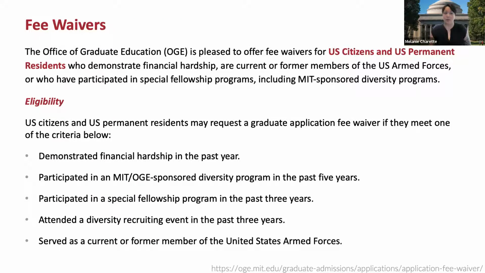Another big thing that comes up a lot is fee waivers. As you know, the fee for admission to MIT Chemical Engineering is $75, but the Office of Graduate Education offers fee waivers for US citizens and permanent residents who demonstrate financial hardship, are current or former members of the US military, or who have participated in special fellowship programs or MIT-sponsored diversity programs. So I've listed just the eligibility requirements, and the actual process of requesting the waiver goes through the Office of Graduate Education, and we also link to that on our website in case you would like more information.